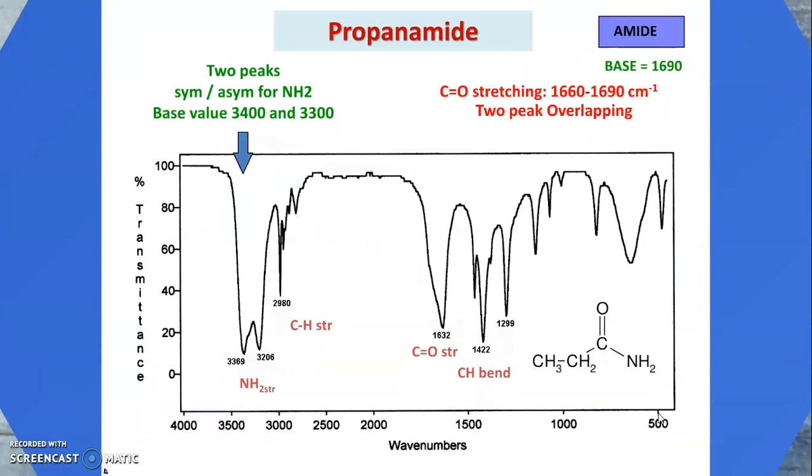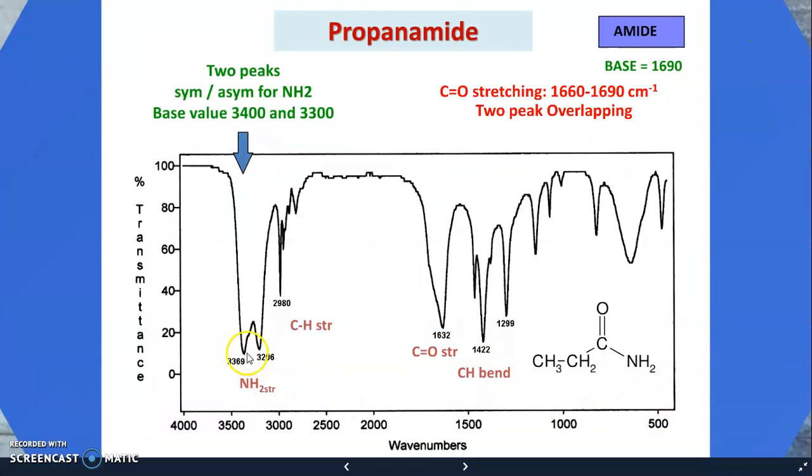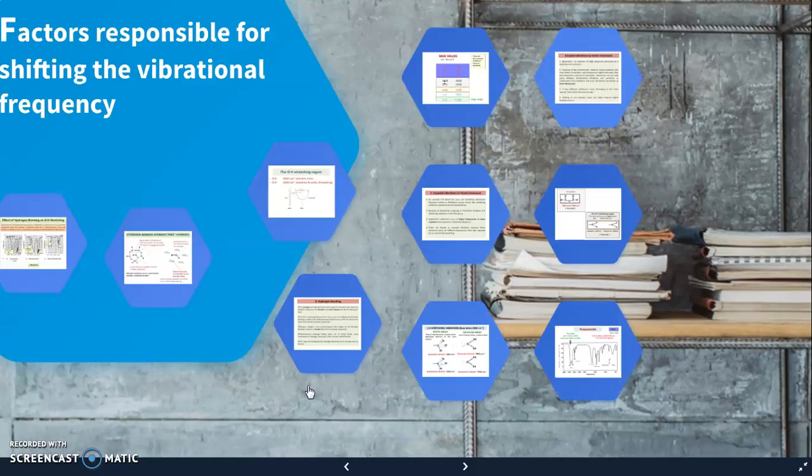You can see in this spectra, here NH2 shows this single broad peak. The single broad peak is divided into two, and this area shows the two peaks, one symmetric and one asymmetric. So 3300, 3206. Here the NH2 is going to show the stretching.